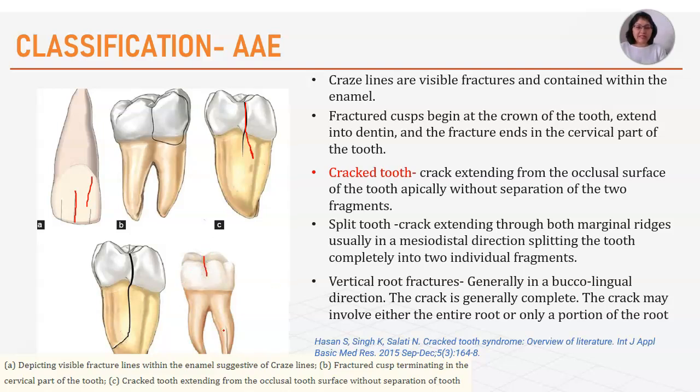They're generally complete. Now it can involve the entire root, just like here, it can go through the entire root. So buccolingually, if you can see, it will go from here, extending through the root, or maybe just a portion of the root, which will be something like this, but extending buccolingually. So a split tooth is mesiodistal, it splits the tooth. A vertical root fracture, on the other hand, goes buccolingually, and this will break the entire root or a portion of the root.